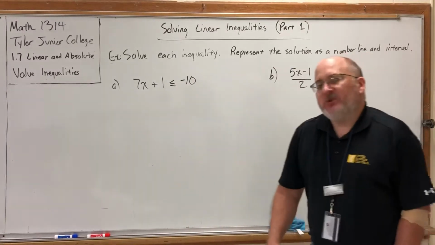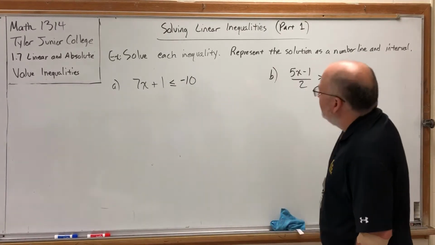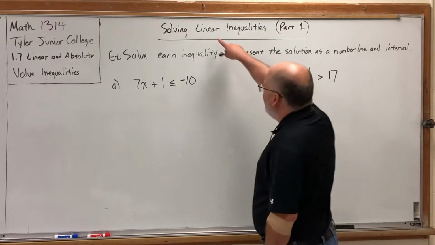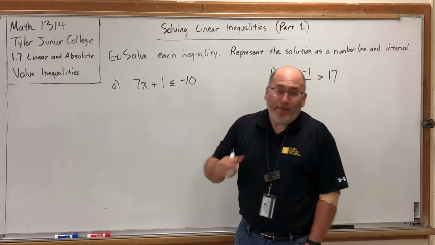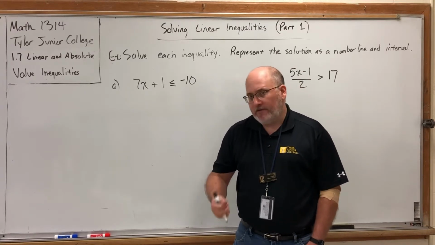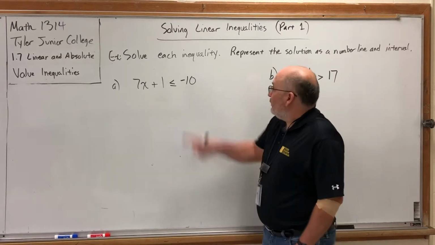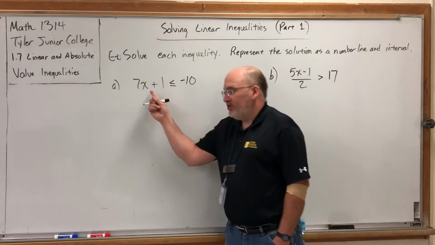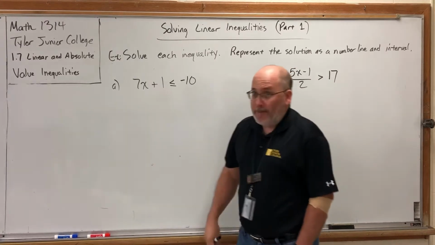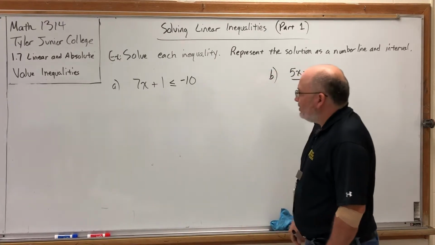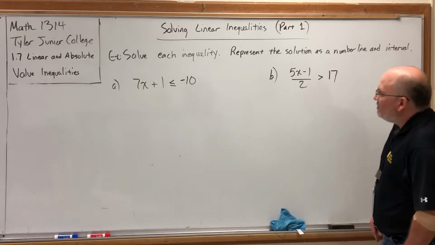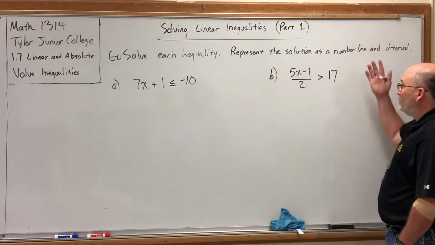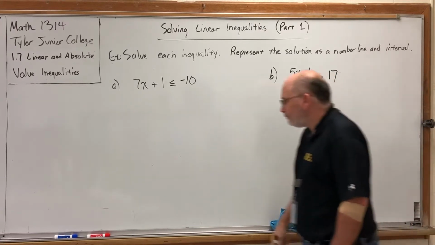Okay, let's start solving some linear inequalities. Just a reminder, the word linear in an algebra context means degree 1. And what that means is the highest power on your variable is 1. So for linear inequalities, we won't see any squares. That'll happen later. So let's start with 7x plus 1 is less than or equal to negative 10. And I should mention that we're going to represent the solution as both a number line and an interval.